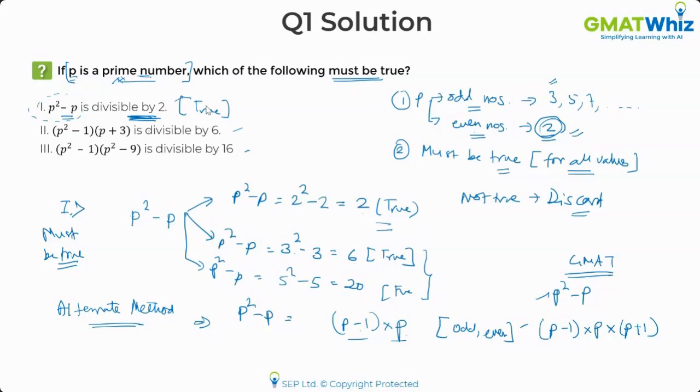Also, can anyone tell me what's so special about this expression? I hope you understand now. If p minus 1 times p is two consecutive numbers, then p minus 1 times p times p plus 1 is basically three consecutive numbers.